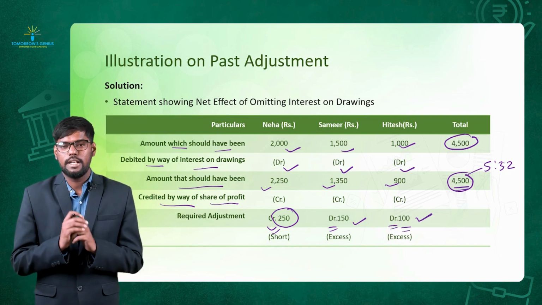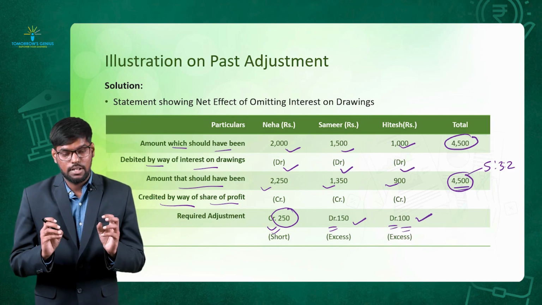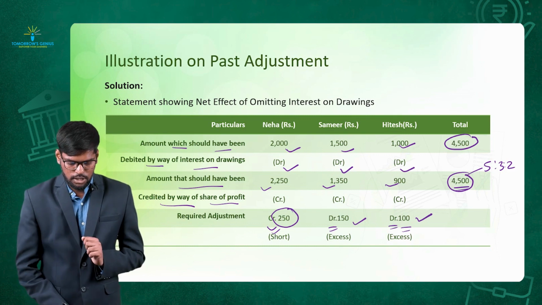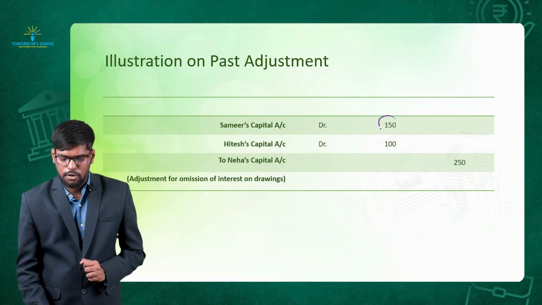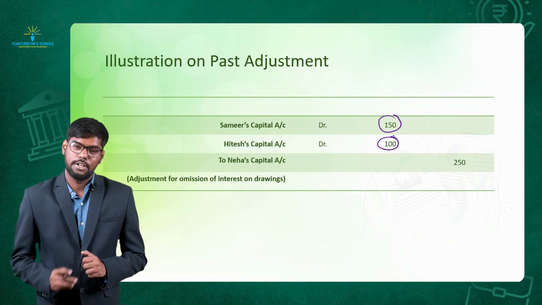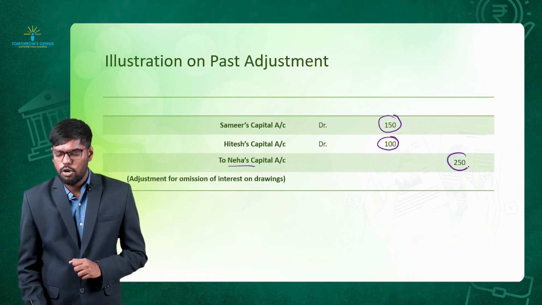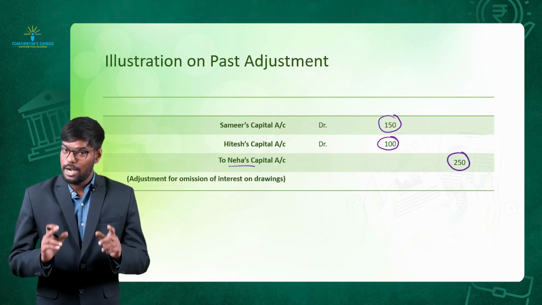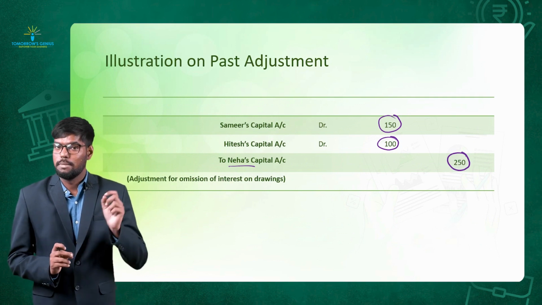Now, after finding this, I need to simply pass one adjustment entry, by which I can rectify this mistake. So see the journal entry now. Samir's capital account we have to debit for 150 rupees. Hitesh's capital account we have to debit for 100 rupees. And Neha's capital account we have to credit for 250 rupees. By passing this journal entry, I am able to adjust the mistakes made in the previous year.